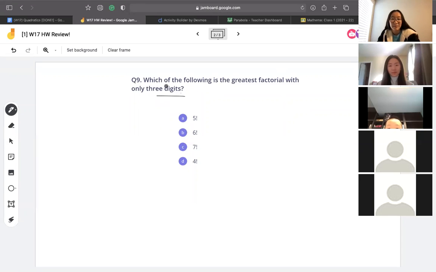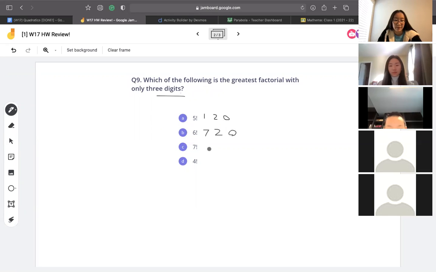So this one says, which of the following is the greatest factorial with only 3 digits? It's 6 factorial. All right, so we have an answer. Let's calculate all of them, because why not? So 5 factorial would be 5 times 4 times 3 times 2 times 1, which equals 120. All right, hopefully you guys remember that from last class. And then 6 factorial is 720.